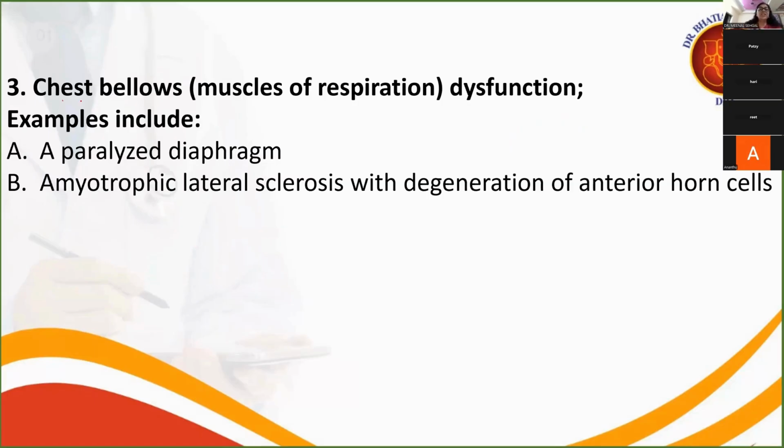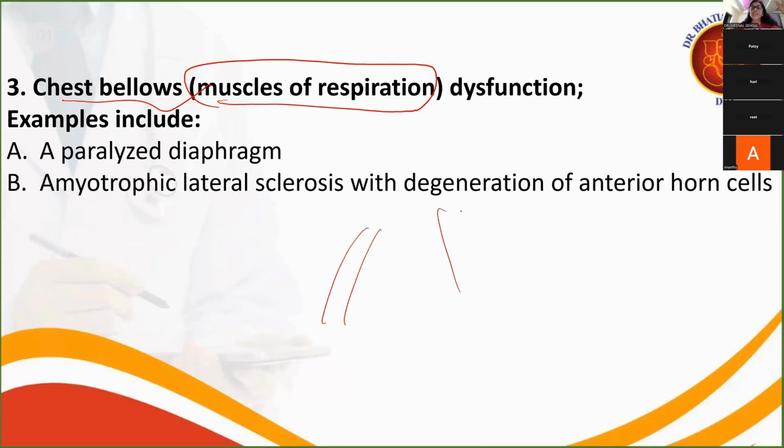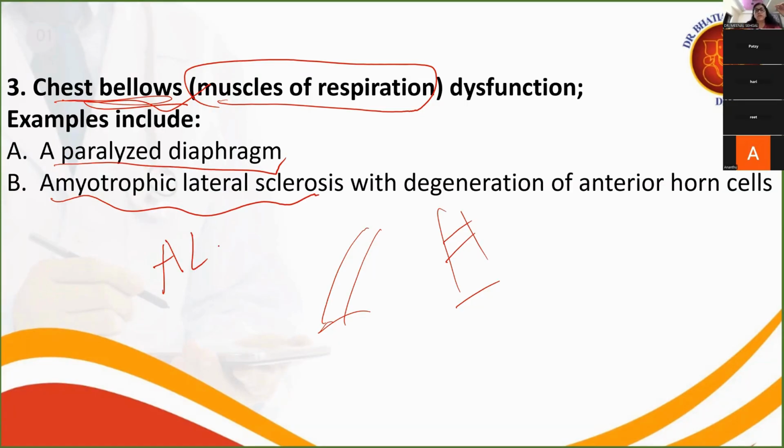Then what happens in chest bellows? That is muscle paralysis of the respiratory system. Either the intercostal muscles themselves are paralyzed or the diaphragm is paralyzed. So that causes chest bellows problems, for example diaphragm paralysis or amyotrophic lateral sclerosis, with degeneration of the anterior horn cells.